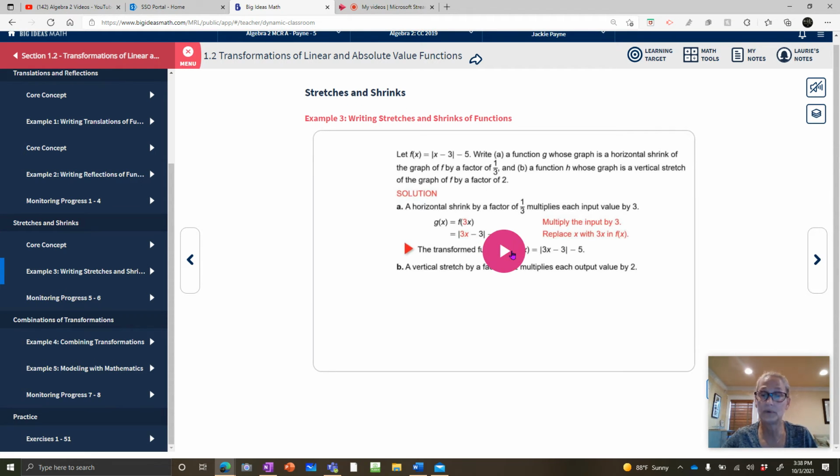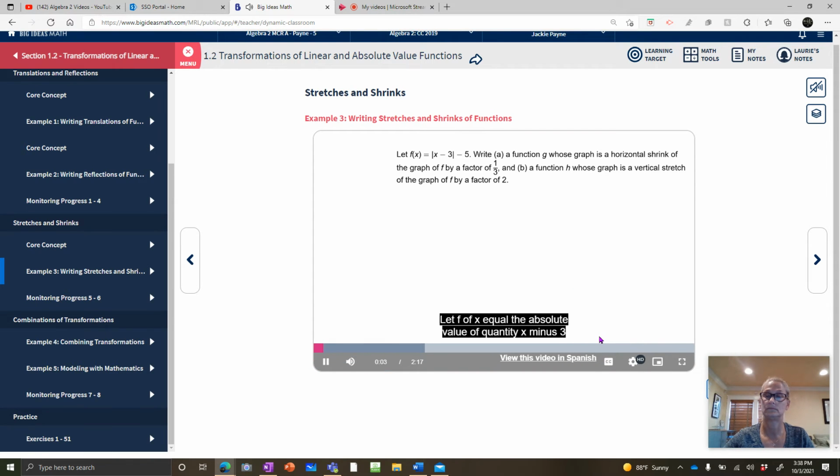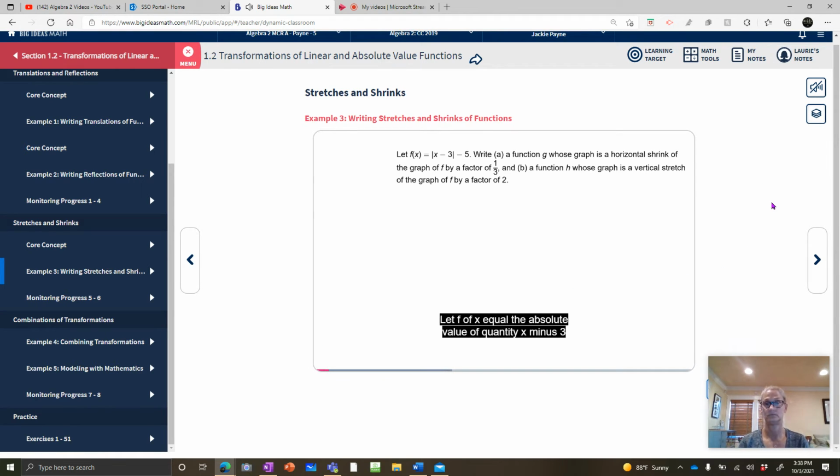So here's another example. Let f of x equal the absolute value of quantity x minus 3, minus 5. Write a function g whose graph is a horizontal shrink of the graph of f by a factor of 1/3. And b, a function h whose graph is a vertical stretch of the graph of f by a factor of 2.